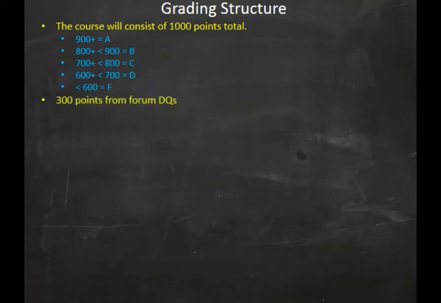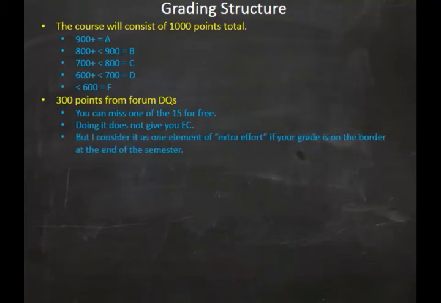300 points is from forum assignments. There are 15 forum assignments worth 20 points each. You are allowed to miss one of them for free and still receive 20 points for it. Doing that assignment will not give you 20 extra credit points, but if you do all 15 of the assignments, it is something I will take into consideration if you have a borderline score at the end of the semester.